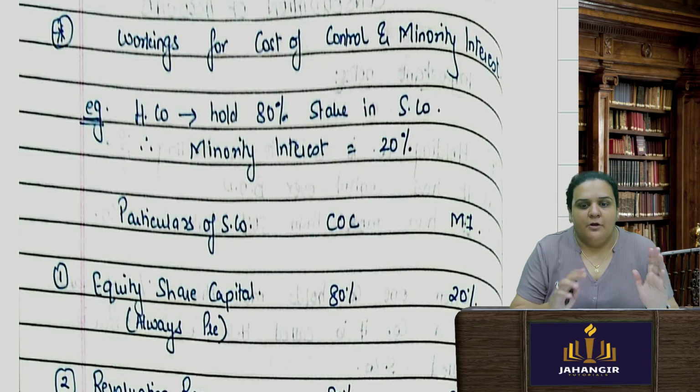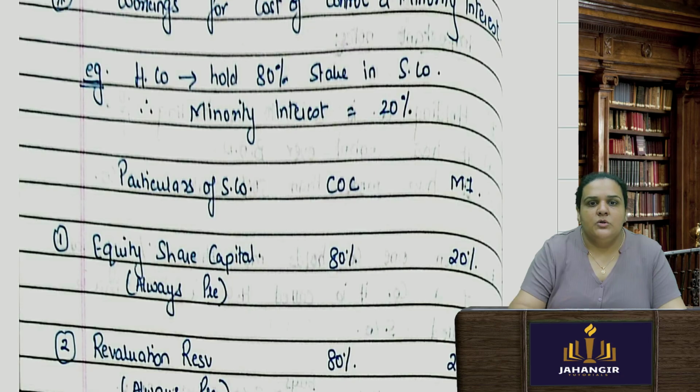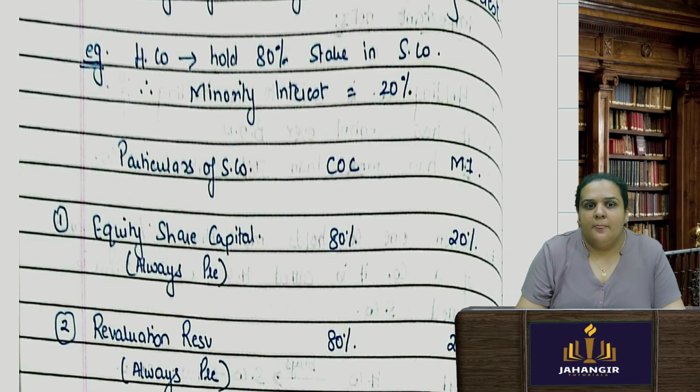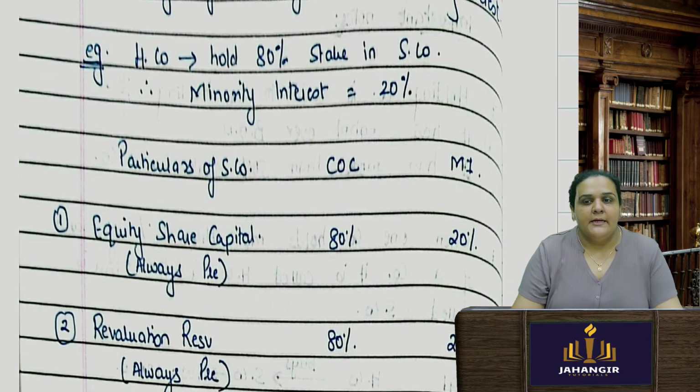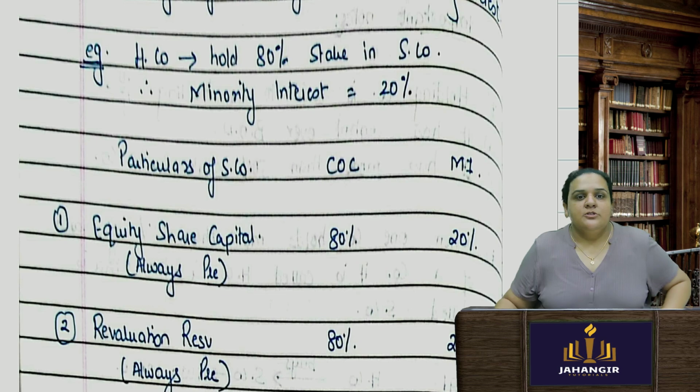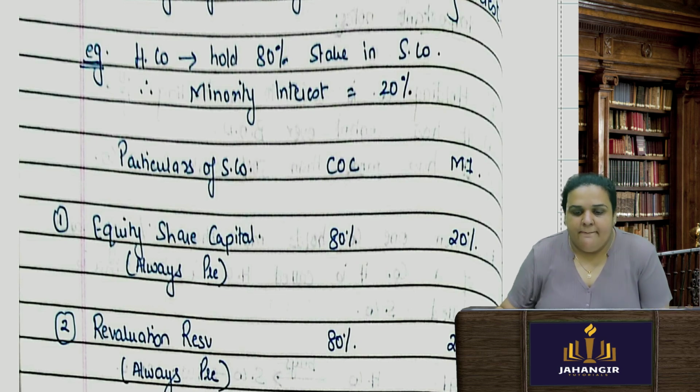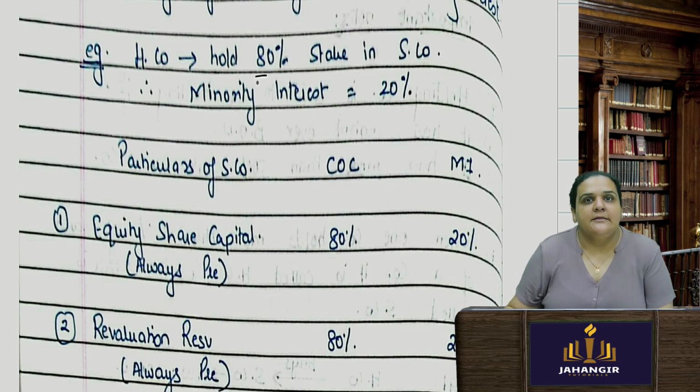Okay. I have already made these notes, so you don't have to copy anything. You just have to pay attention and listen. So say holding company as per our example is 80% and minority interest is coming to 20%. Obviously the balance is minority interest.